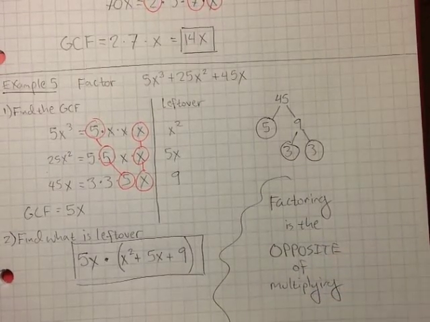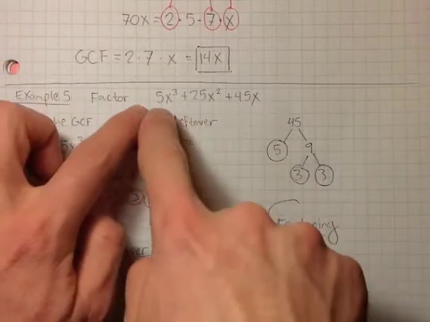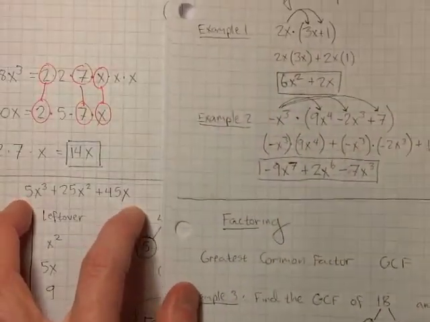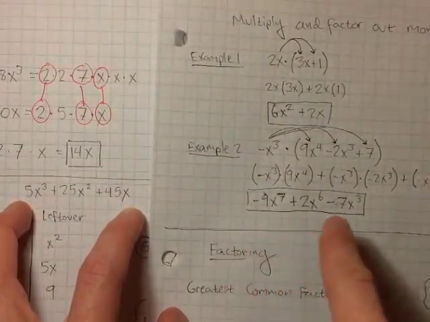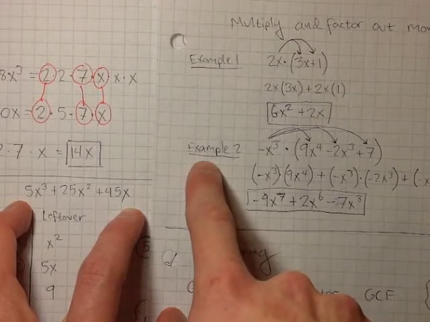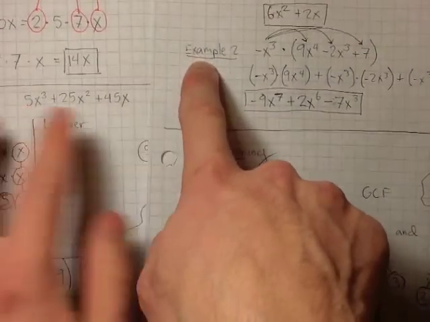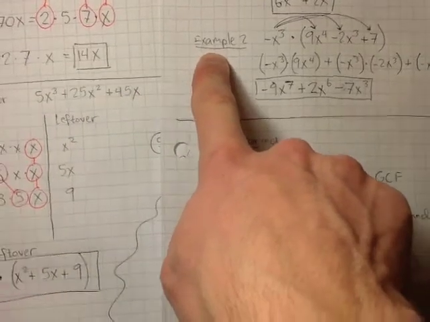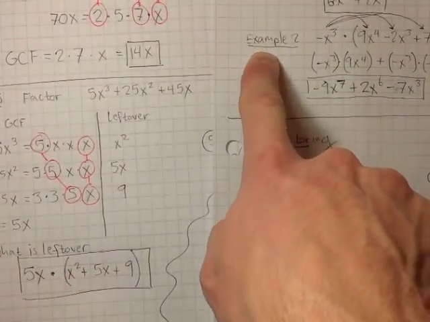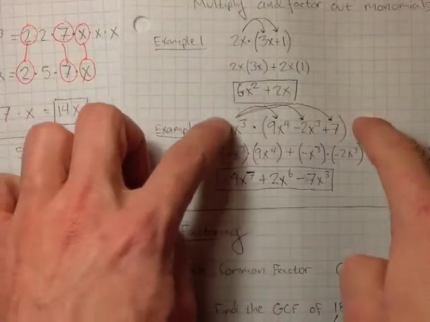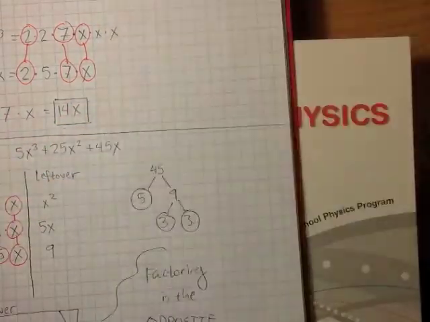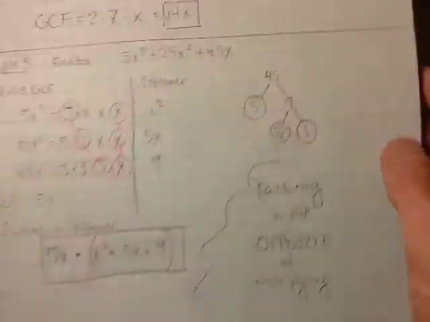Okay? In this example, we started with a trinomial that looked like the final answer in this example. And when we are asked to factor this, we end up with something that looks like what we started with in this example. Okay? Factoring is the opposite of multiplying.